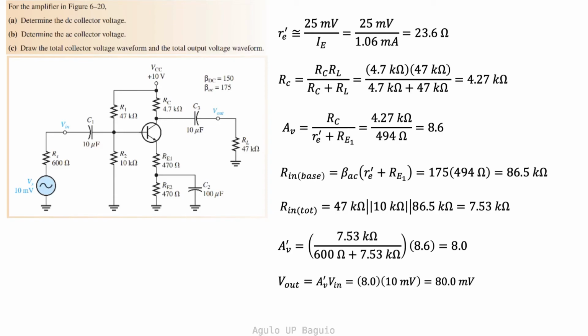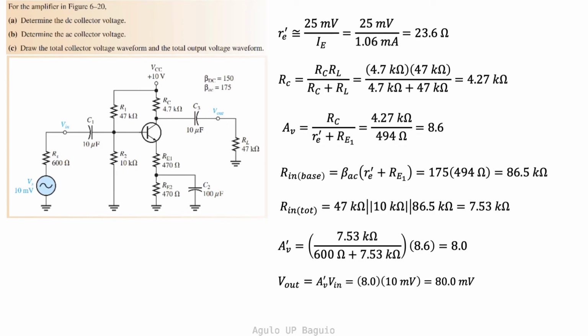The input base resistance is equal to BAC times the sum of the AC emitter resistance plus RE1. Remember that we need to include RE1 in this case because this RE1 is not parallel to C2 and therefore the AC signal sees this resistance. Thus input base is equal to 86.5 kilo ohms. The total input resistance is therefore 7.53 kilo ohms.